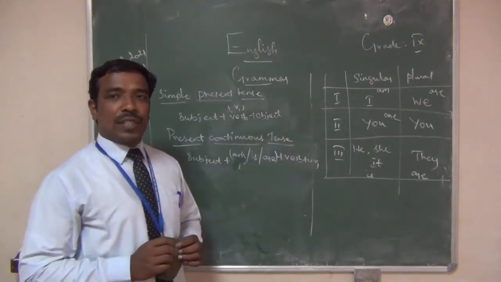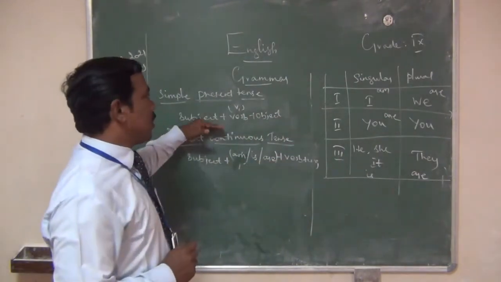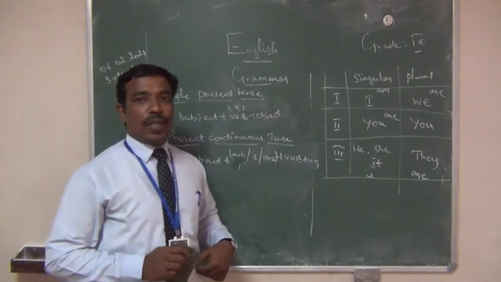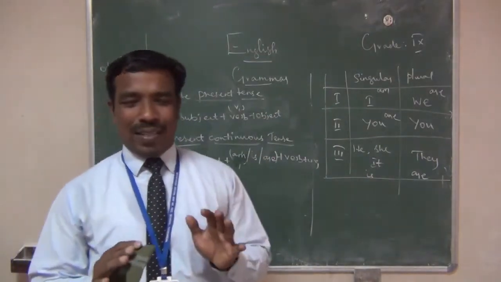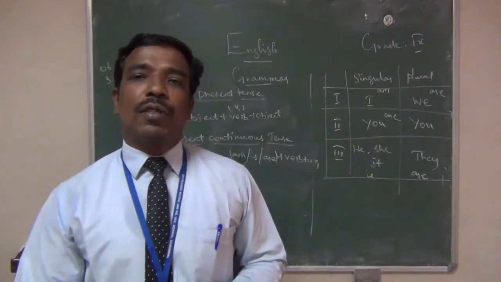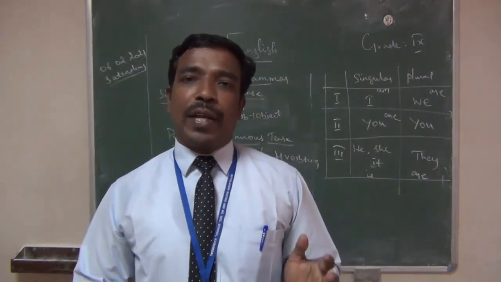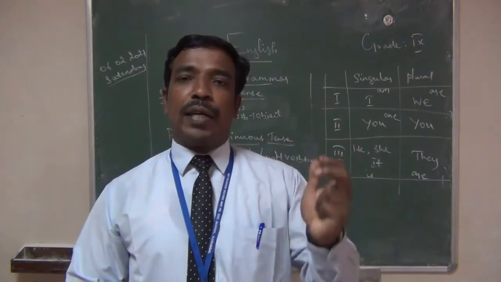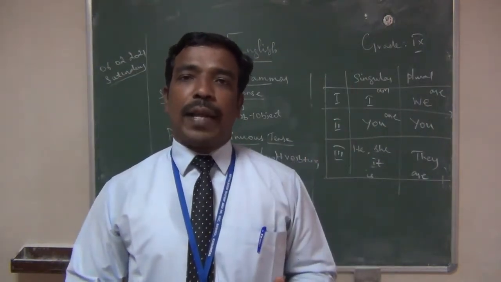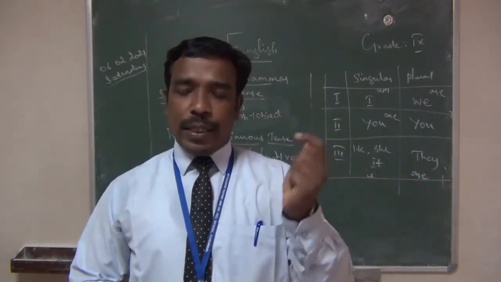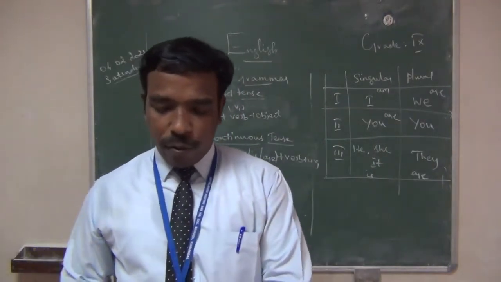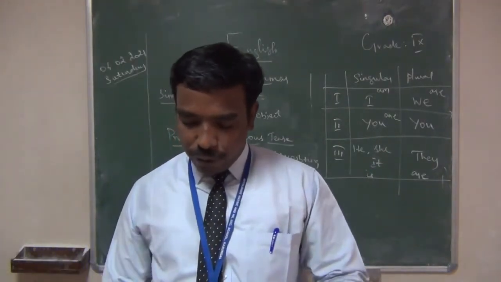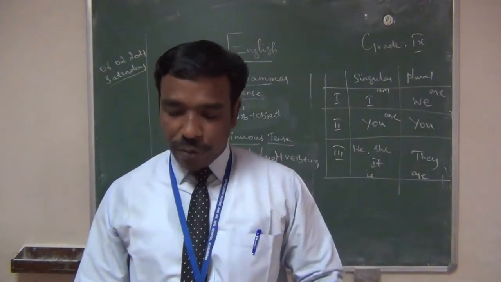How will the simple present tense structure come? Subject, base form of verb plus object. For example, he writes a letter. This is just an example. So the uses of the simple present tense: habitual action, general truth, and fixed timetable or schedule. These three are very important. With this we will do some exercises and I will conclude the class.